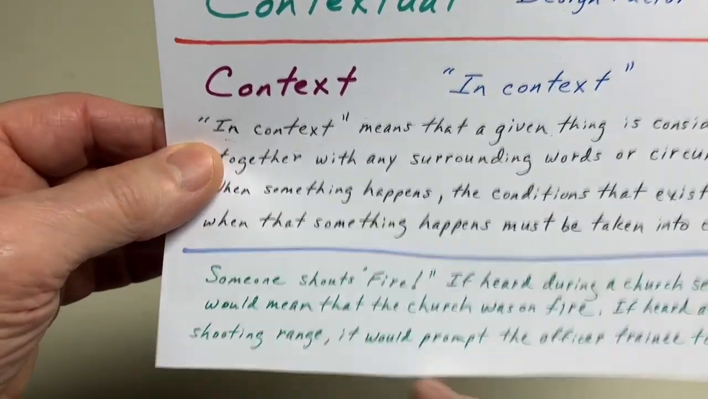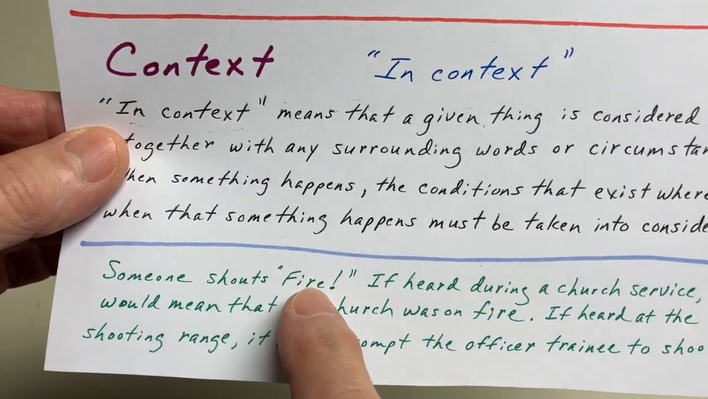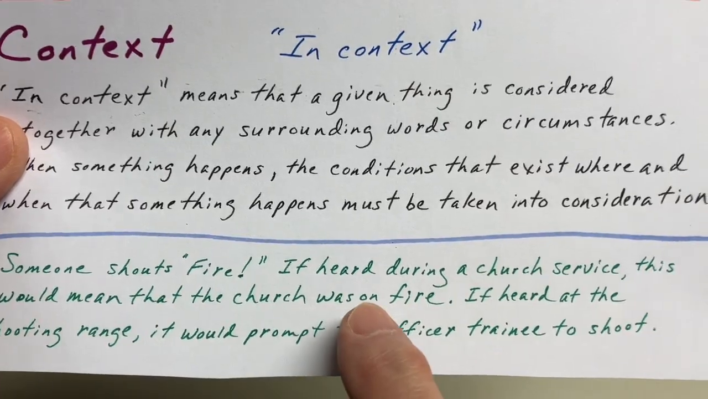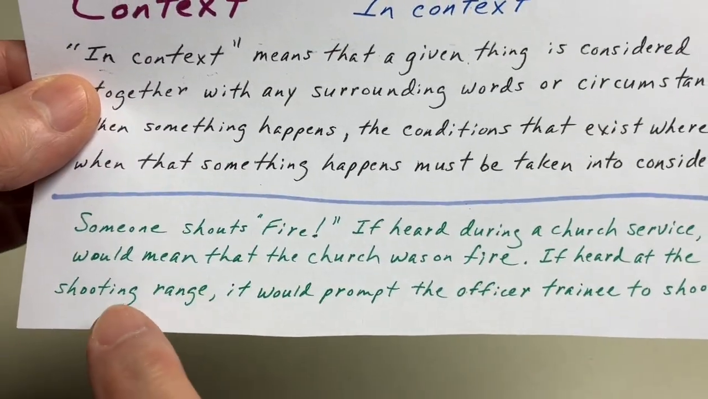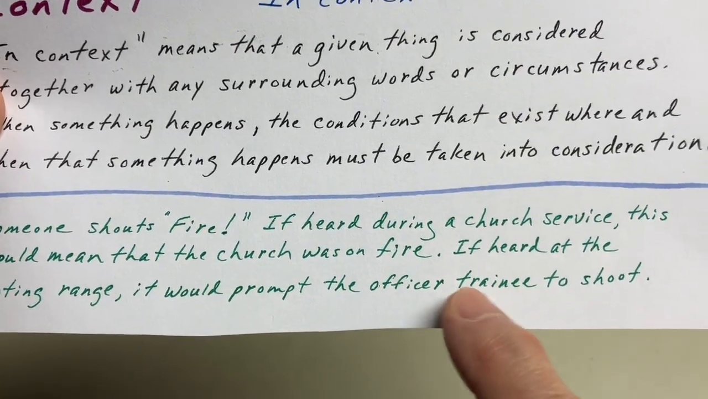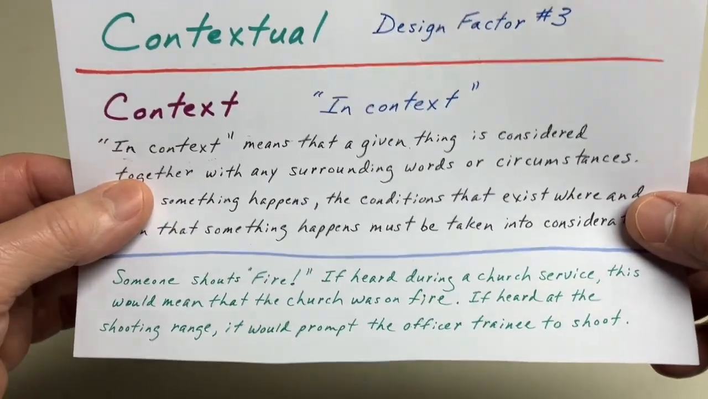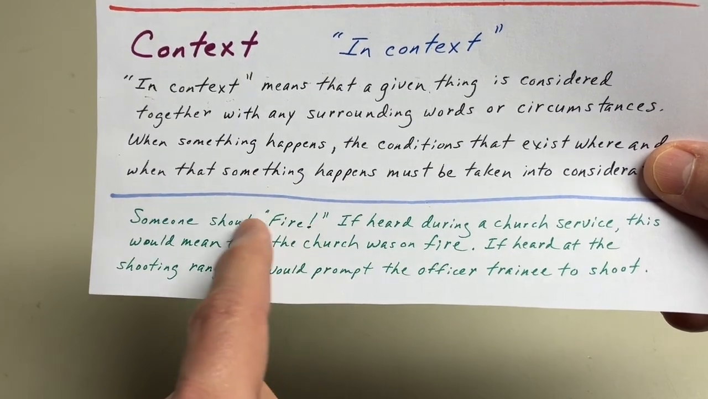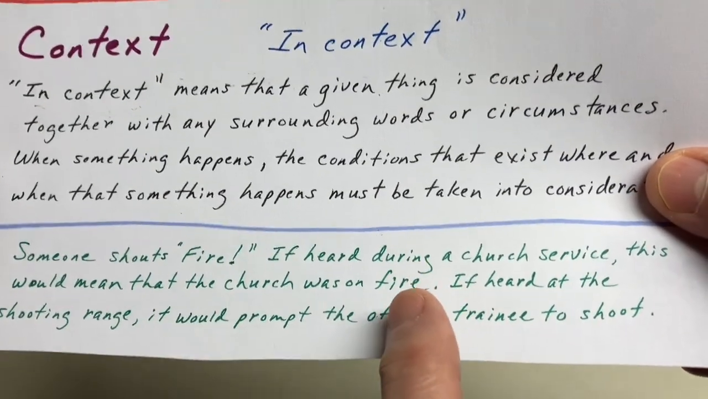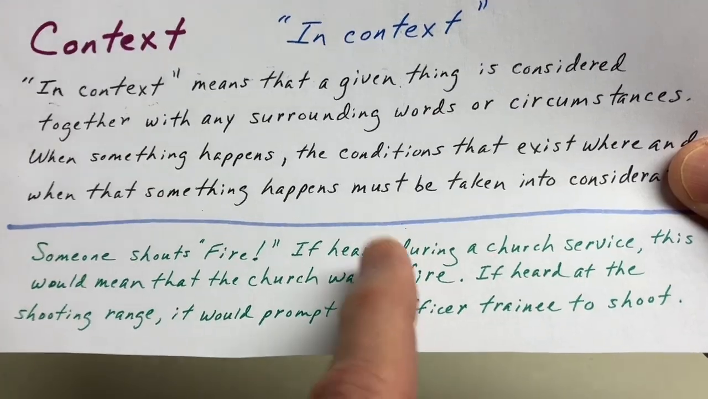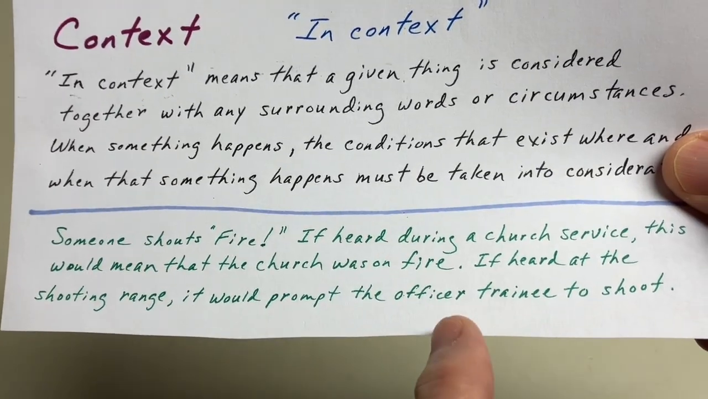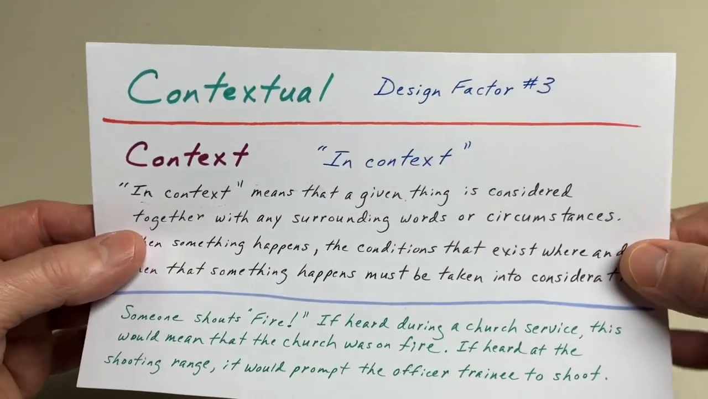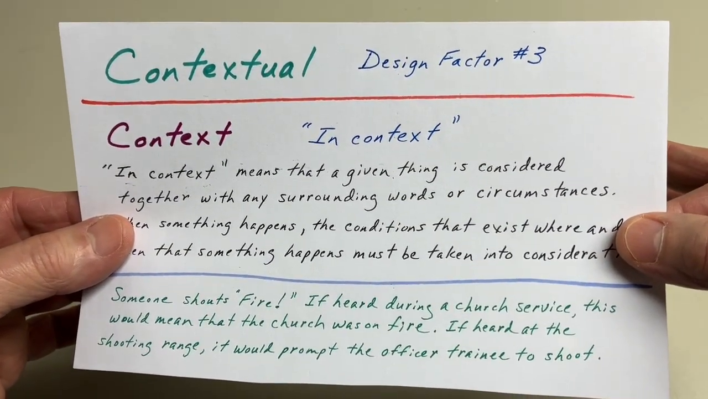Now here's an example. Someone shouts fire. If heard during a church service, this would mean that the church was on fire. If heard at the shooting range, it would prompt the officer trainee to shoot. So you see here, the situation: somebody's shouting fire. It has to be taken in context. Here you have somebody who thinks the church is on fire, or God's punishing the congregation. Or here you have a policeman in training learning how to shoot. So that's very simple. You're probably familiar with that.